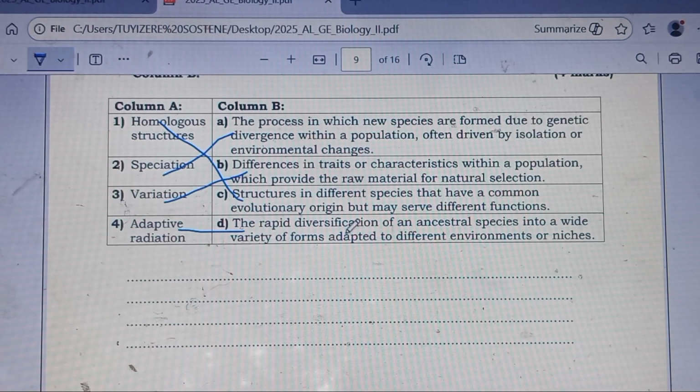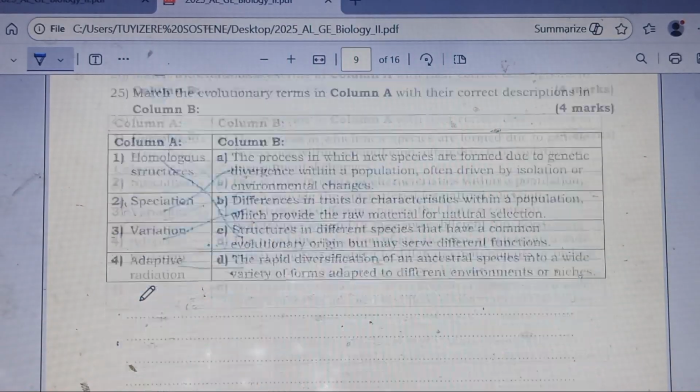The rapid diversification of an ancestor species into a wide variety of forms adapted to different environments or niches. That is for 4 marks.